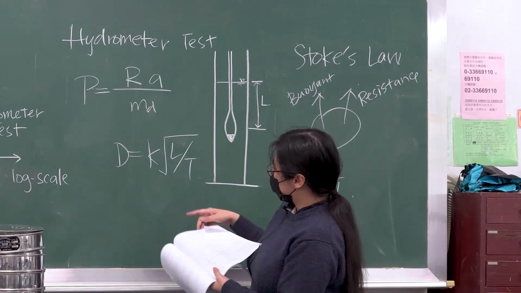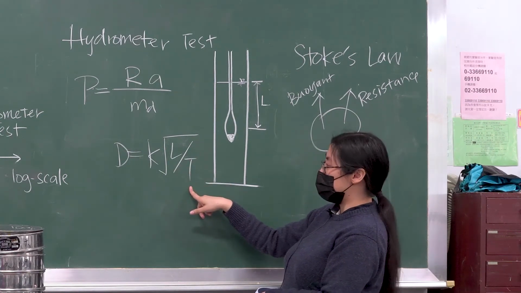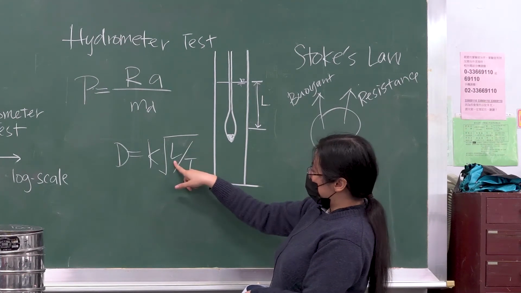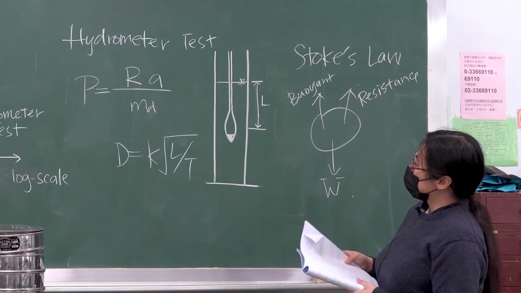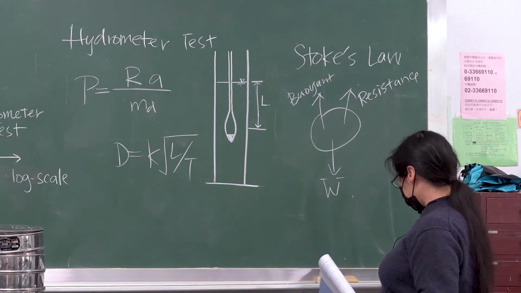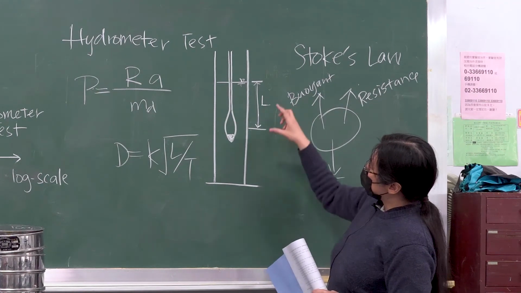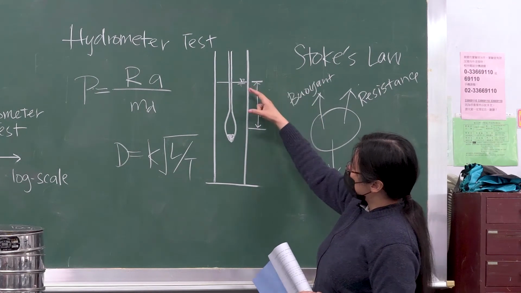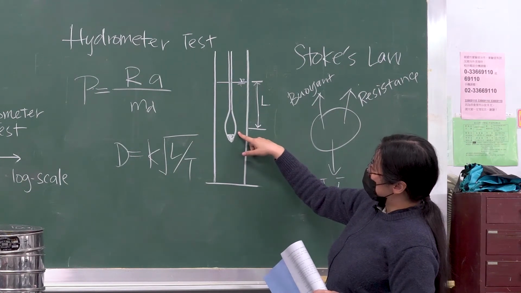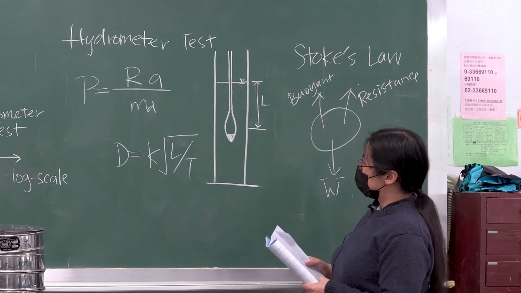All right, so in addition to the parameter K, you also need L and T. T is the time elapsed, so it will be in units of minutes. L is basically the effective length or effective depth. So the parameter L is basically the distance between the fluid surface and the centroid of the hydrometer. So it will be the distance between these two levels.